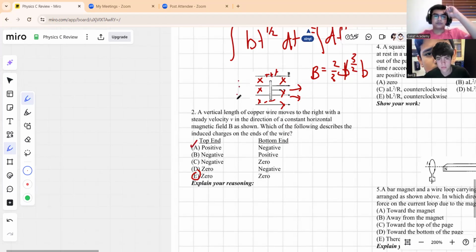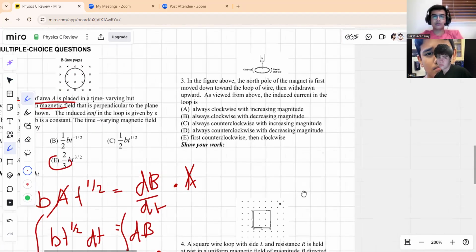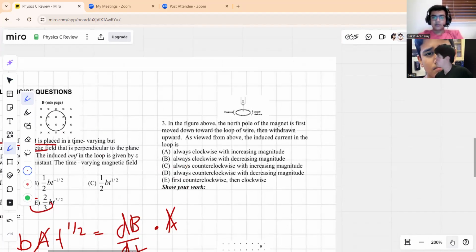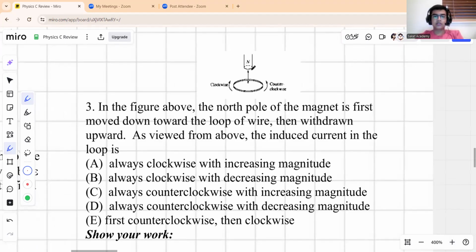If it was out of the page, what would the answer be? It would be B. Wait, why is the negative on the bottom and positive on the top? Left hand rule. I use left hand rule for the negative, right hand rule for the positive. Or you can just reverse it. So, a magnet is first moved down towards the loop of wire, then withdrawn upwards. So, north to south. So it goes like this and this.